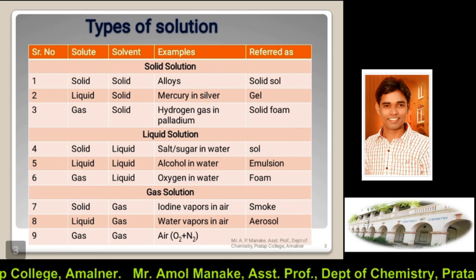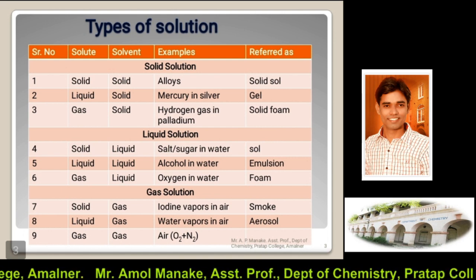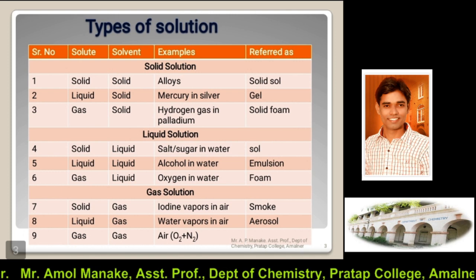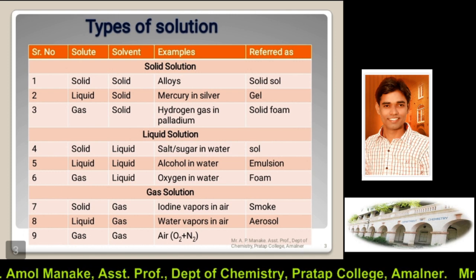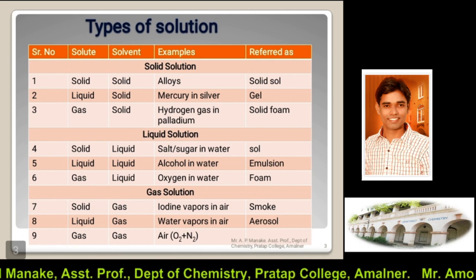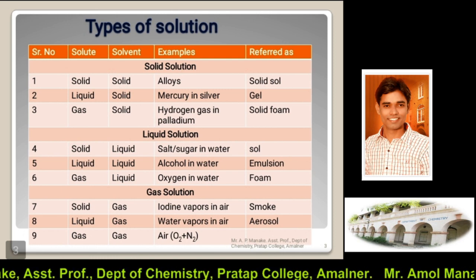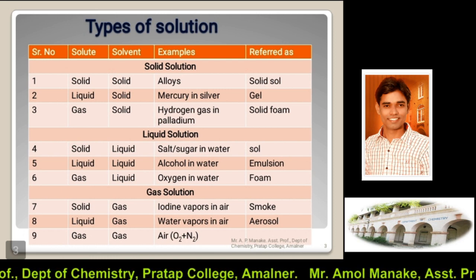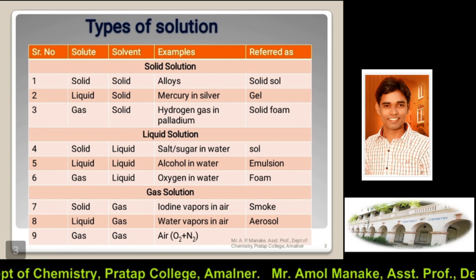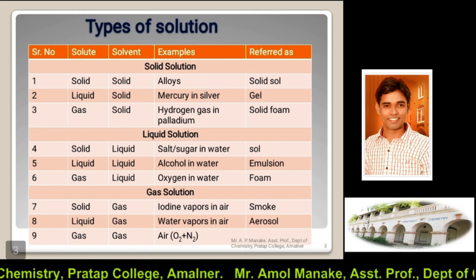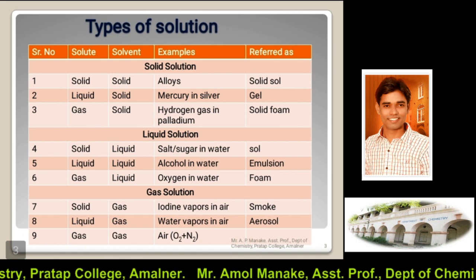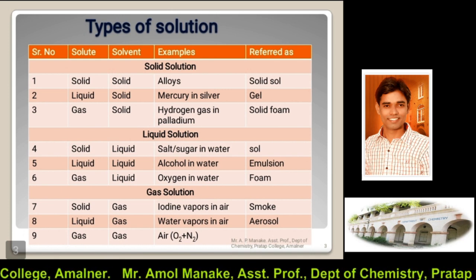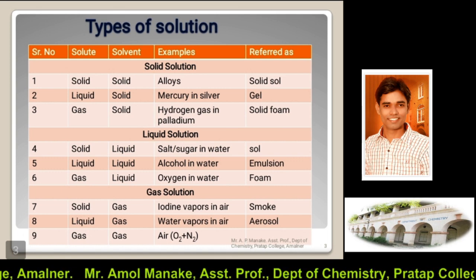Sixth type is gas in liquid. This is also common. For example, oxygen present in water. These are the 3 liquid solutions. Now we will move towards the gas solutions. Seventh type is solid in gas, meaning solid solute present in gas. How is it possible? For example, iodine vapors in air. Iodine is a solid dissolved in the air.